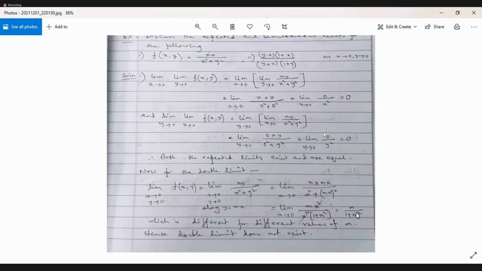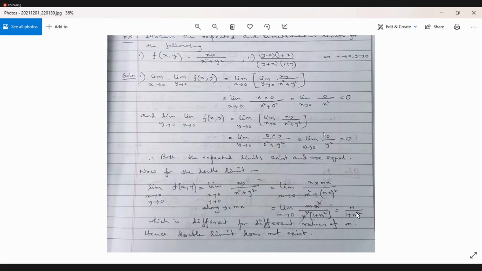If you choose the line as y equal to 0, the result will be 0. If you choose the line as y equal to say 3x, the result will be 3 divided by 1 plus 3 square, and so on. So the limiting value is different for different values of m. That means the limit doesn't exist, because along different paths, the value of the function is different. That means the limit doesn't exist.